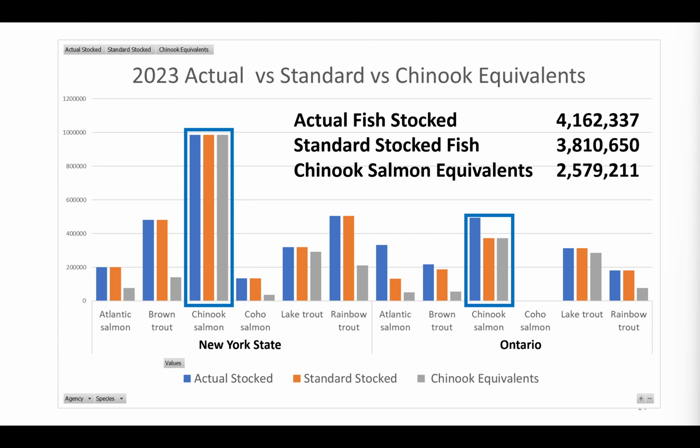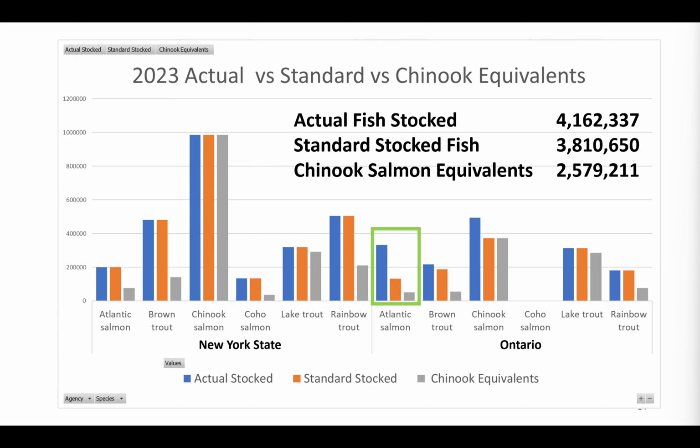When we look at Chinook, New York just stocks mostly pen-reared Chinook. So it's all even. Ontario stocks a mix of pen fish and direct stock fish. So while our actual number is higher, our effective number is lower. So that's why we have a credit, if you would, on standard Chinook salmon equivalents.